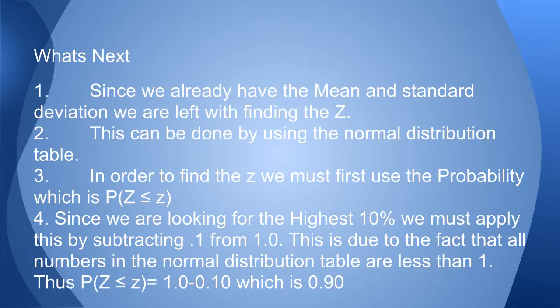Since we already have the mean and the standard deviation, we're left with finding z. This can be done by using the normal distribution table. In order to find the z, we must first use the probability, which is P of z is less than or equal to small z. Since we're looking for the highest 10%, we must apply this by subtracting 0.1 from 1.0. This is due to the fact that all numbers in the normal distribution table are less than 1. Thus, P of z is less than or equal to small z equals 1.0 minus 0.10, which is 0.90.